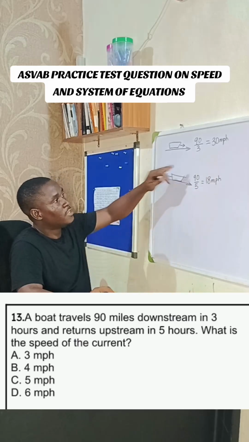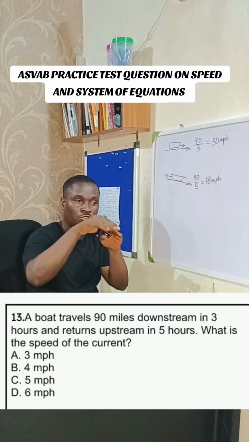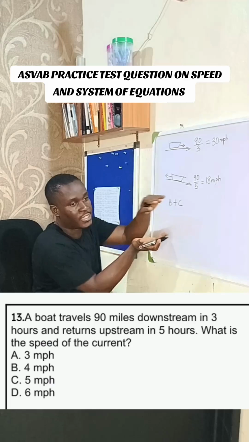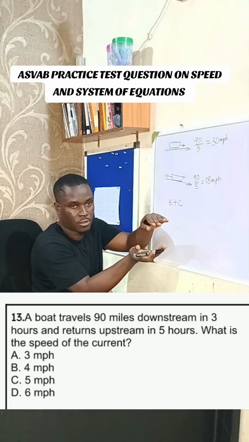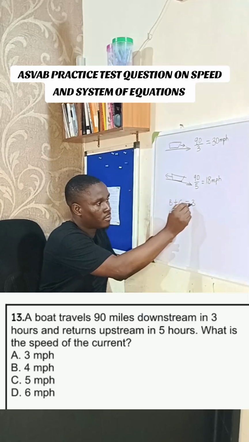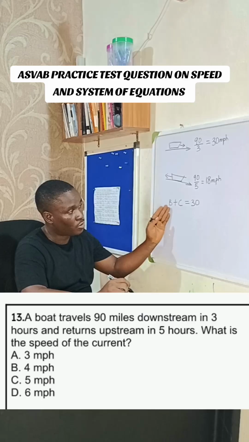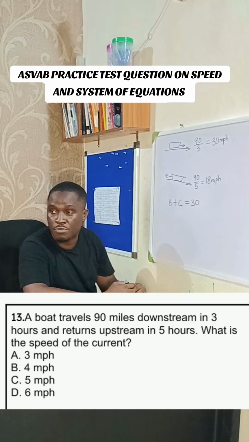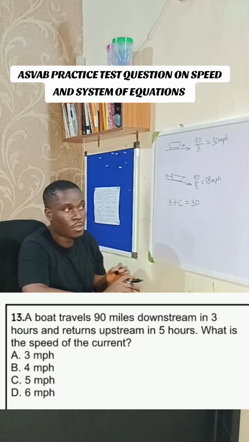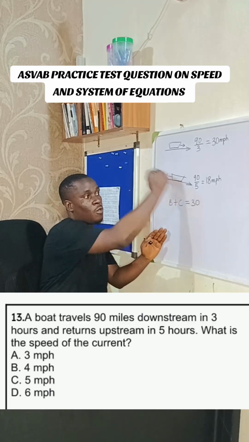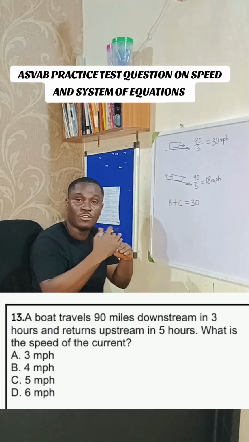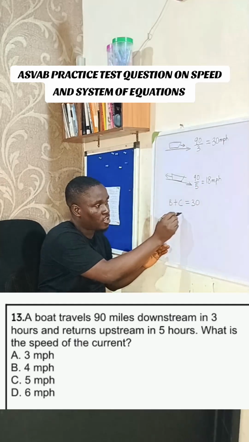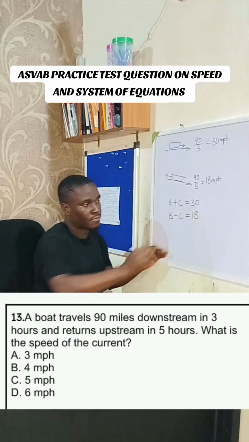But the speed generated going downstream is the speed of the boat plus the speed of the current, because they are both going in the same direction, right? Yes. So the speed of the boat carried by the speed of the current, because we are moving in the same direction, gave us a speed of 30 miles per hour. But on the other hand, as the boat was trying to go upstream, it had to overcome the speed of the current in order to generate this speed. So the speed of the boat minus the speed of the current gives you 18.